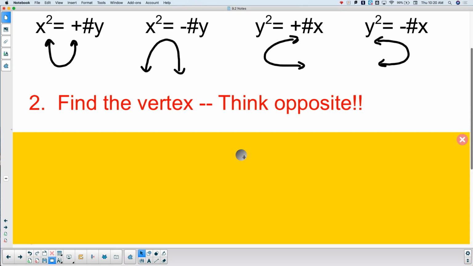But we're also going to think x with x. Whatever is after the x goes to the x part of our point. Whatever's after the y goes to the y part of our point.